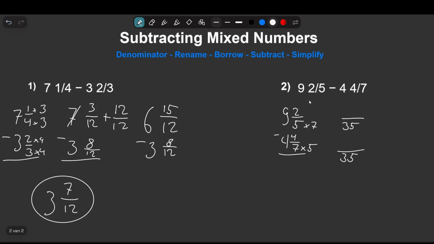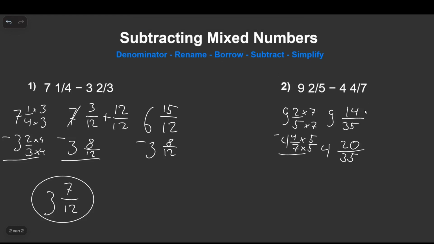And now we have to do the same for the numerators. So we're going to do 2 times 7, this will equal 14, and 5 times 4, which equals 20. Like this. So now we have our new renamed mixed numbers. So we have 9 14/35 and 4 20/35.